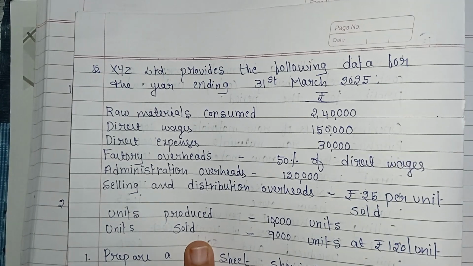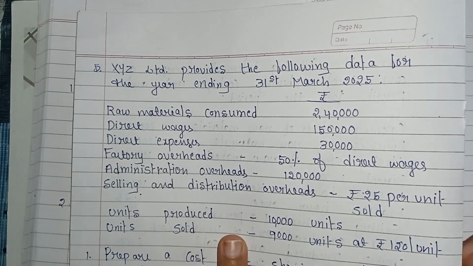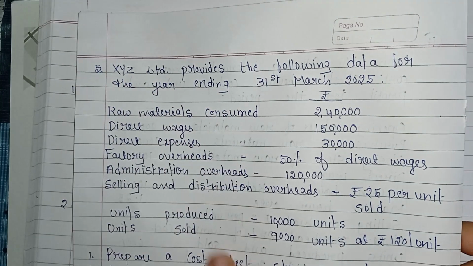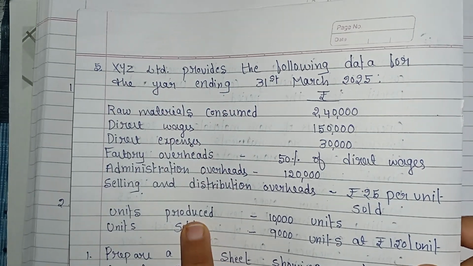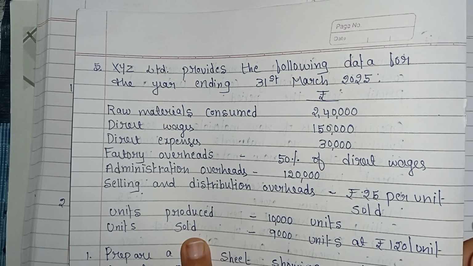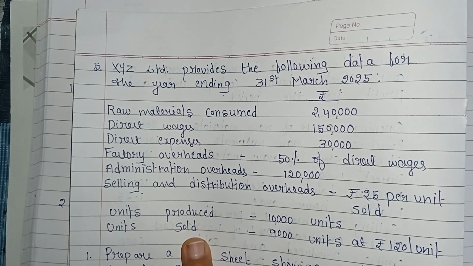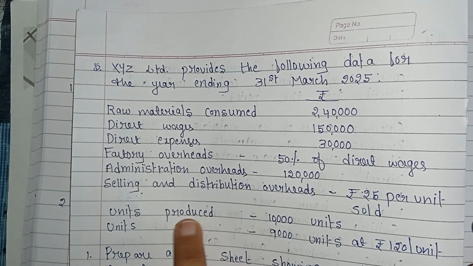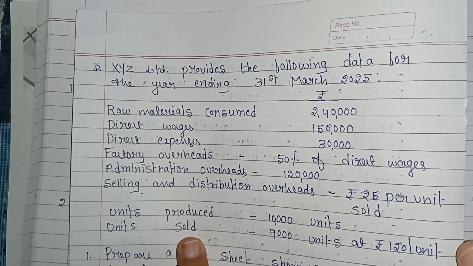Hello everyone. Today's class we are going to solve our fifth problem of cost sheet with different units produced and sold. Before, we solved a problem with the same units produced and sold, right? In this problem we are going to solve a problem with different units produced and sold.